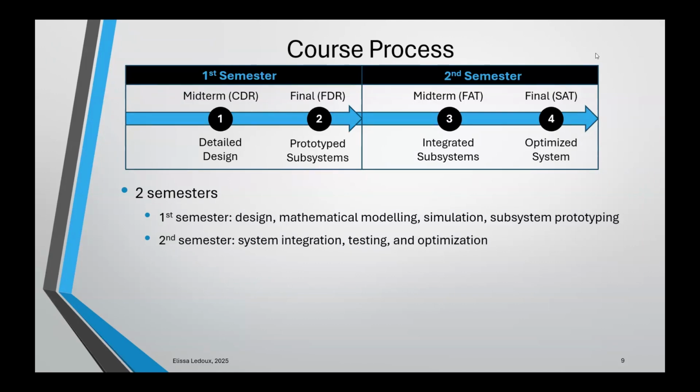The second semester focuses more on system integration, testing, and optimization. By the factory acceptance test at midterm, they need to have all of their systems integrated together and functioning, not perfectly, but well enough to test. Between the midterm and the final, they're testing and optimizing so that the system that they present at our MechTech Design Expo at the end is a fully optimized and beautiful looking system. The course is scheduled as 3 credit hours and 5 contact hours each semester, in 2.5-hour blocks every week.